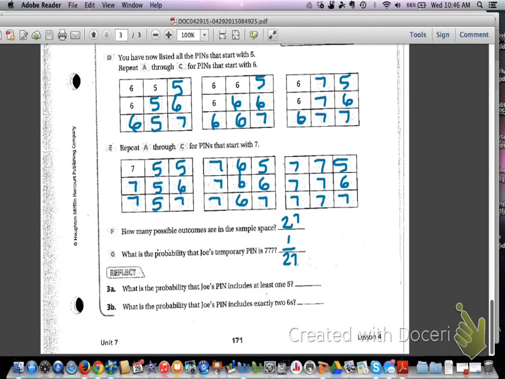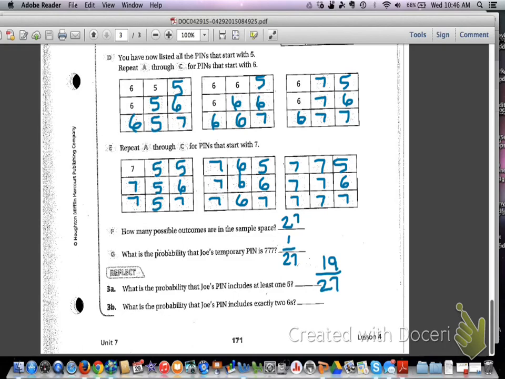Finally, you can calculate the probability that Joe's PIN would include at least 1 5. If you look at your sample space above, you could count up all the PIN numbers that have at least 1 5. And out of the 27 possible, 19 of them have at least 1 5. So the favorable outcomes would be 19 out of 27, and they share no common factors, so we cannot reduce.